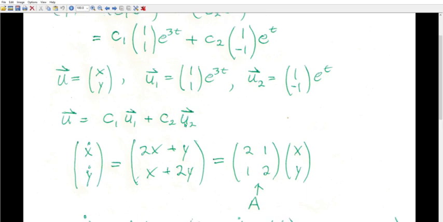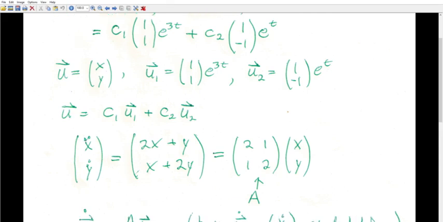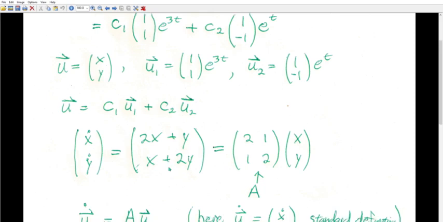And u dot can be thought of as x dot, y dot. And here's our system, 2x plus y, x plus 2y. So x dot equals 2x plus y was our first equation. y dot equals x plus 2y was our second equation.